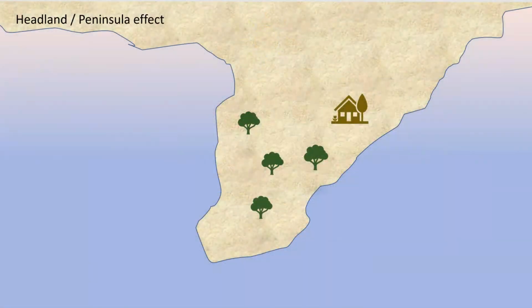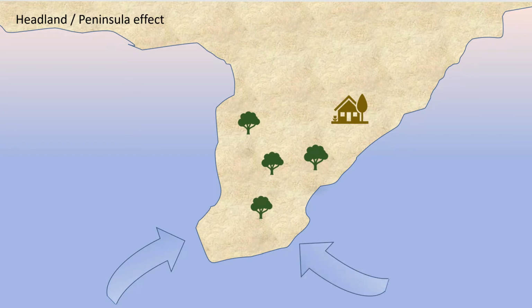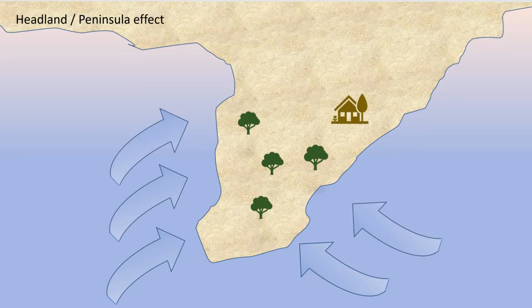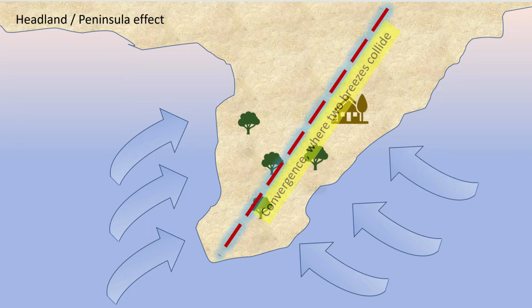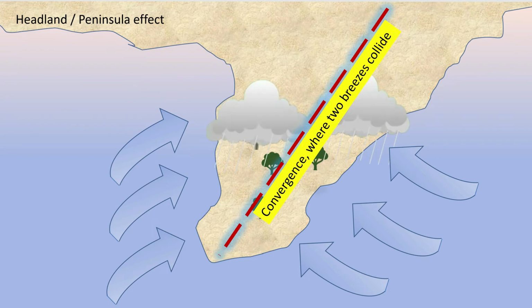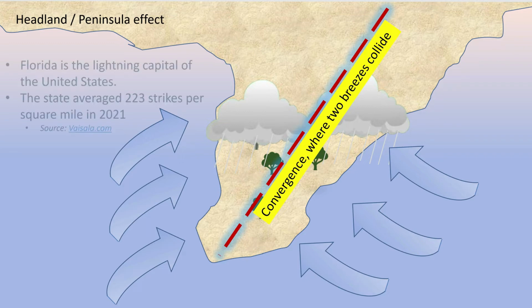The shape of the coastline can greatly influence how separate sea breezes interact with each other. Headlands and peninsulas are particularly susceptible to enhanced convergence of sea breezes, causing the colliding air to give rise to frequent heavy showers and thunderstorms along the convergent zone. A good example of this peninsula effect is the state of Florida, which is called the lightning capital of the United States, having averaged 223 strikes per square mile in 2021.